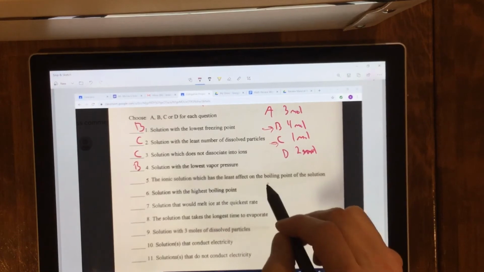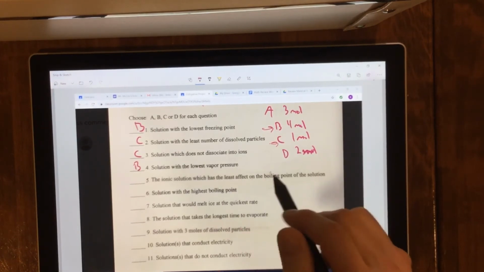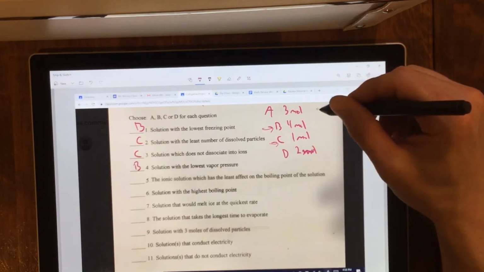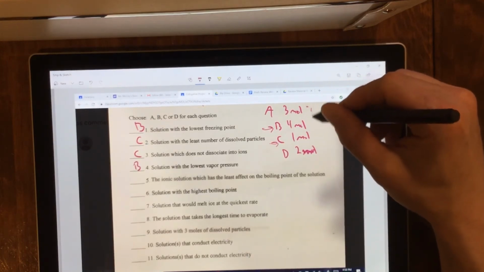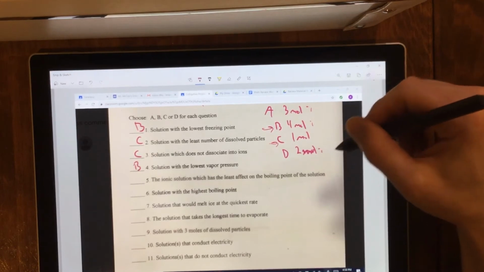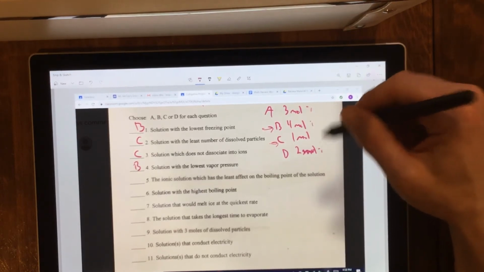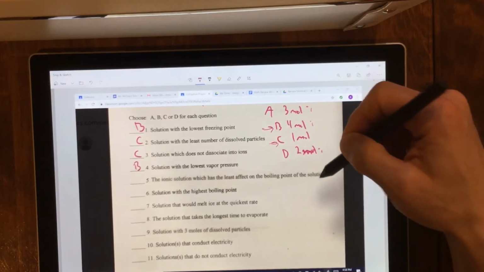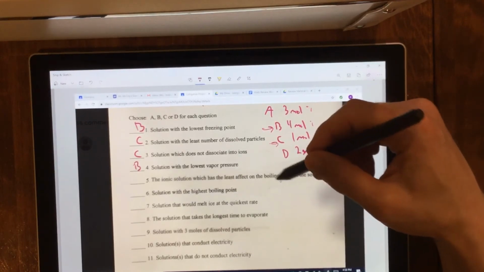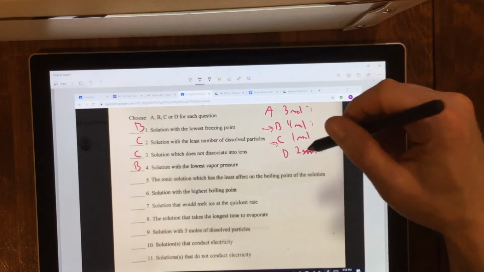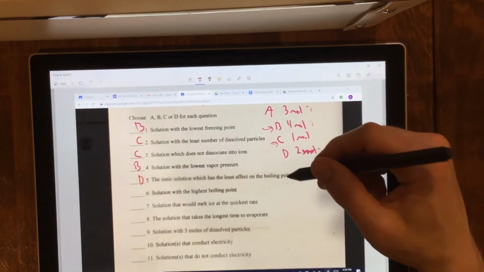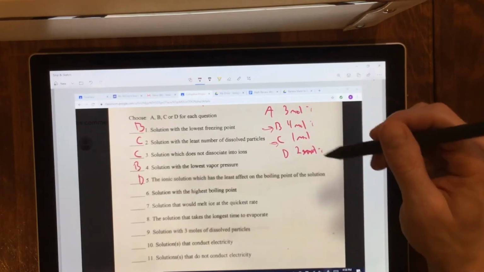Ionic solution which has the least effect. I didn't word that very well. Maybe smallest effect on the boiling point. So ionic solutions are this one and this one. Those A, B, and D are ionic. Who has the smallest effect on the boiling point? It would be the one with the least number of dissolved particles. That would be letter D. NaBr is 2 moles, so that doesn't affect the boiling point as much as 3 and 4 moles.